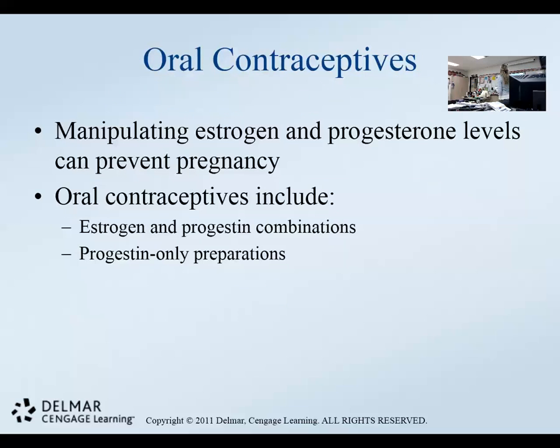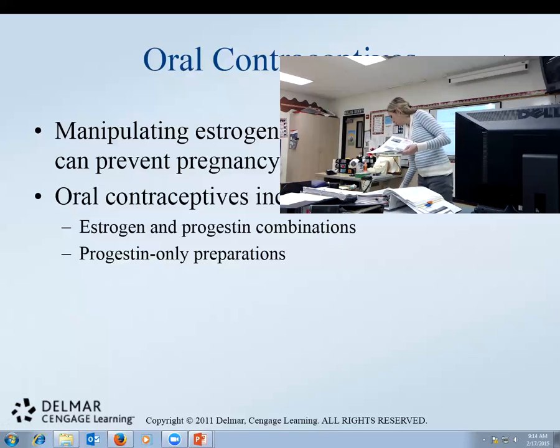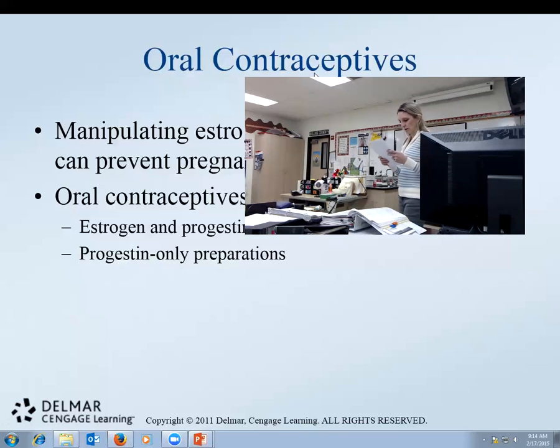Okay, oral contraceptive. So manipulation of estrogen and progesterone levels to prevent pregnancy. Oral contraceptives include estrogen and progestin combinations or progestin only. So look on here, go back a couple pages, go back to 51.